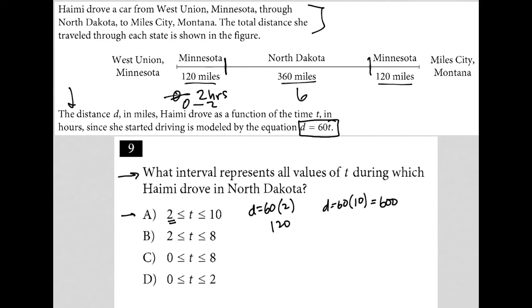Hours 0 to 2, she was in Minnesota. Hours 2 to 8, right? A total of 6 hours, she was in North Dakota. So she drove another 2 hours here. So hours 8 to 10, she was in Minnesota.